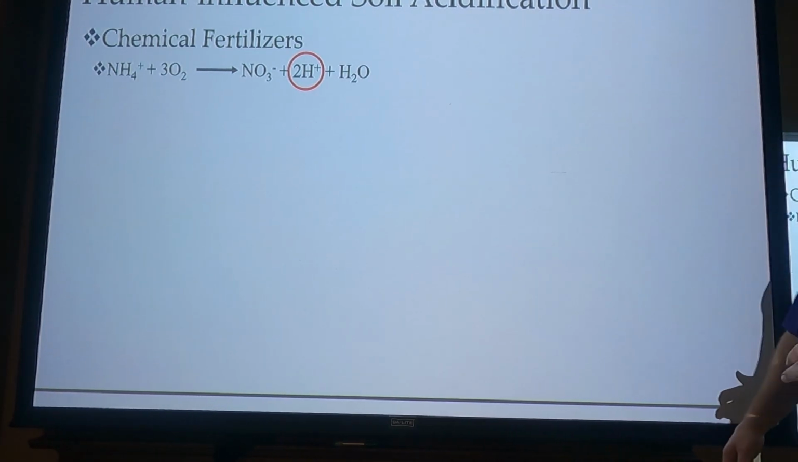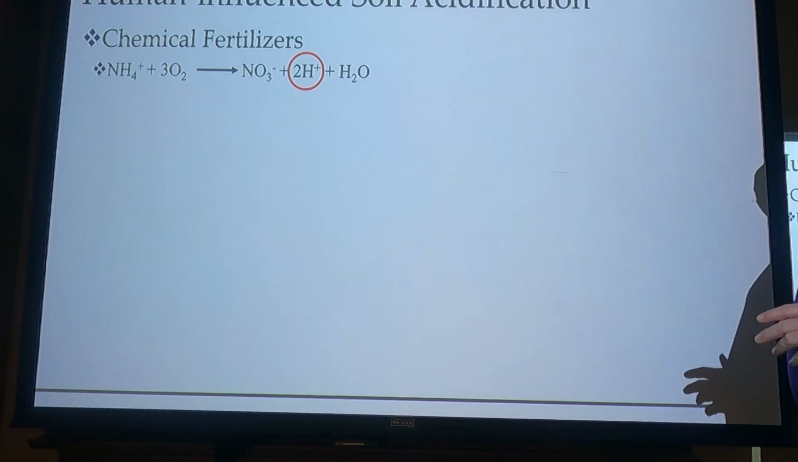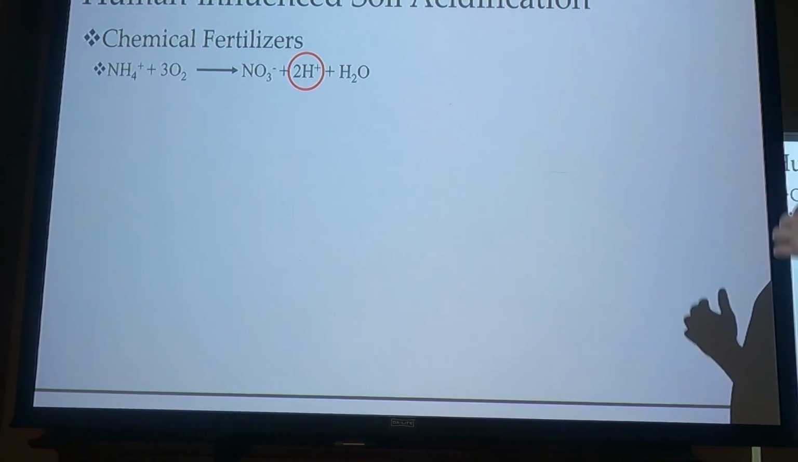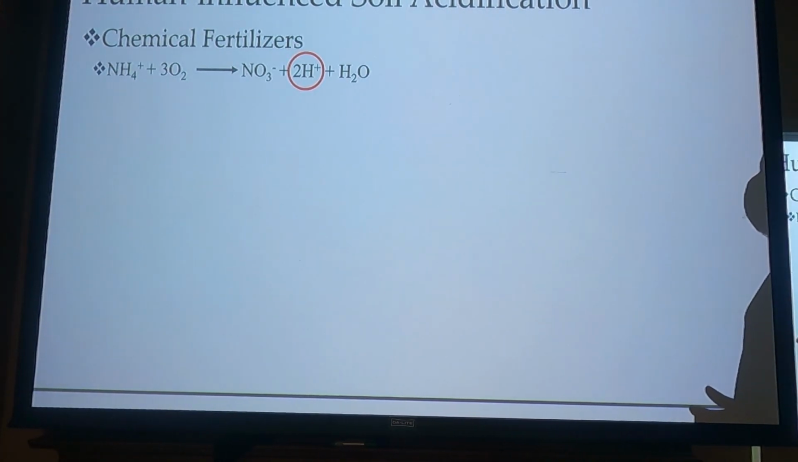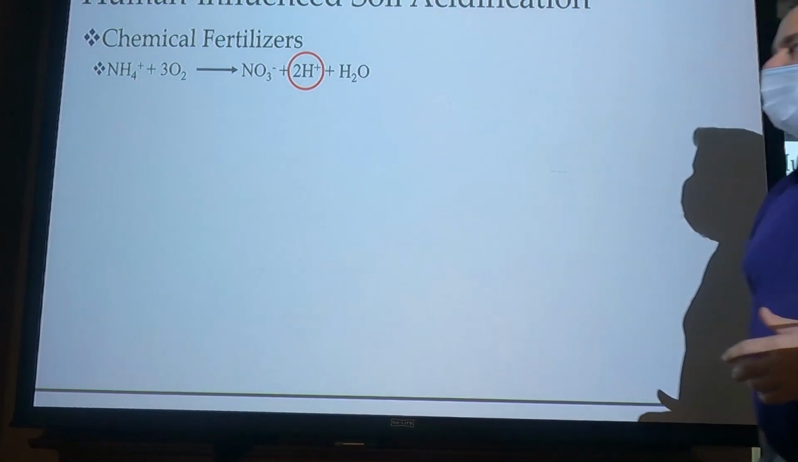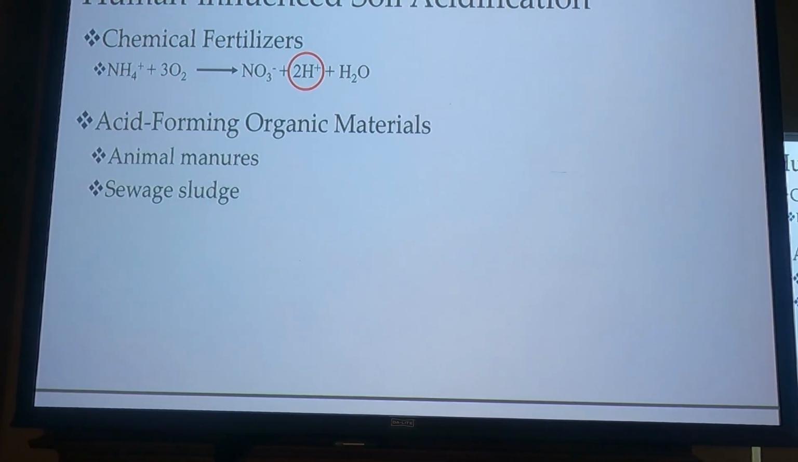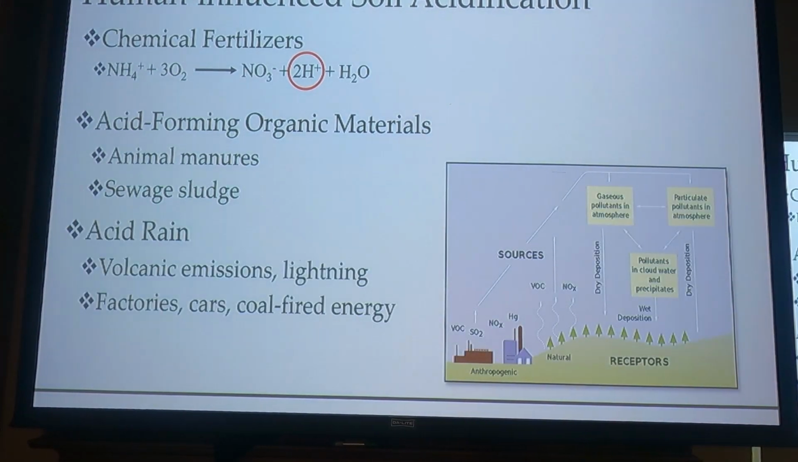During this process of nitrification, where ammonium is oxidized to nitrate, throughout that whole process, we can have a release of 2 or 4 hydrogens, depending on the ammonium concentration. For each one of those molecules, we will release 2 hydrogens into the soil. Animal manures and sewage sludge will also release some hydrogens.